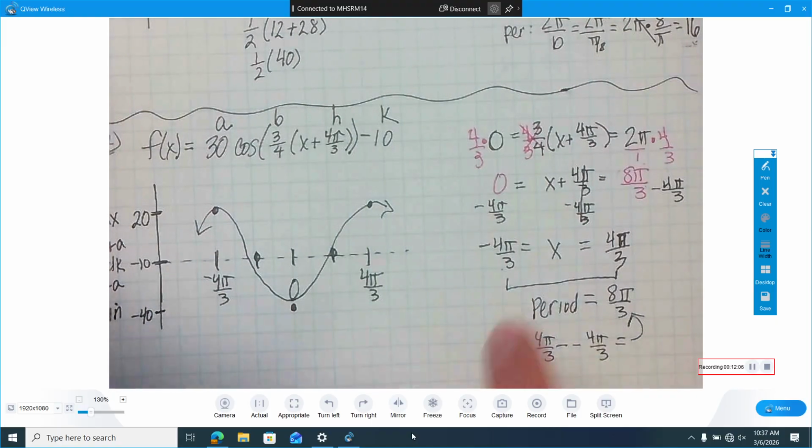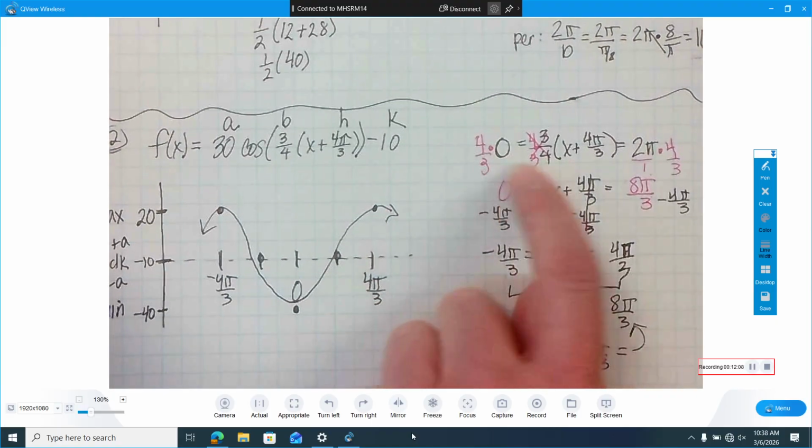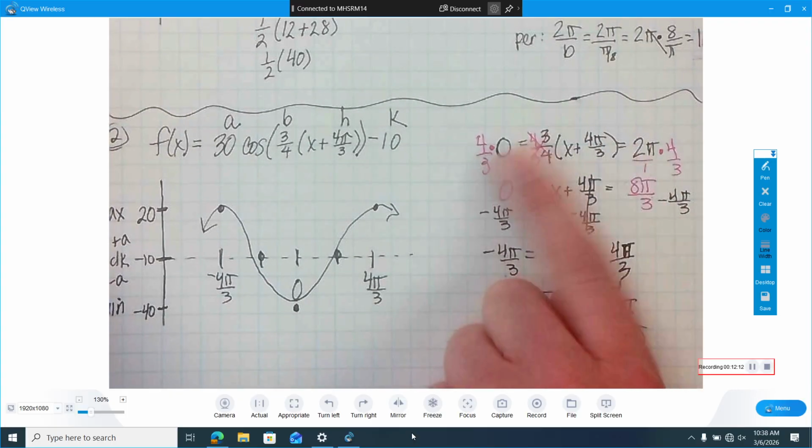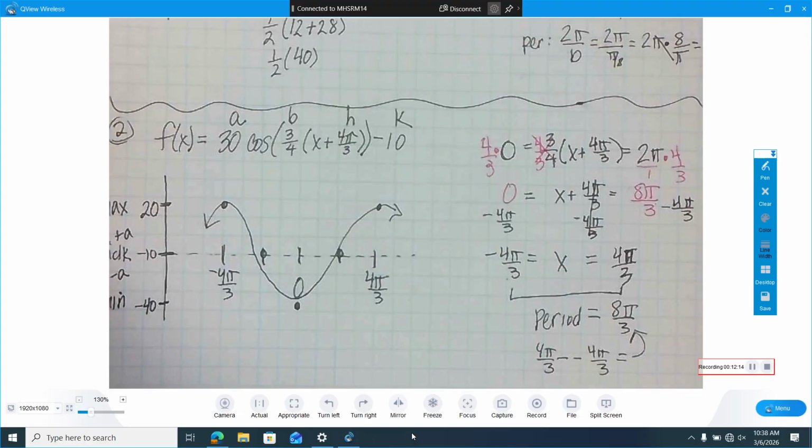It works for tangent as well. These are your asymptotes, your negative pi over 2 and positive pi over 2, and you can figure out where your first 2 asymptotes are for a tangent function as well. But the tangent graphing is actually really, really easy if you just do it in order.